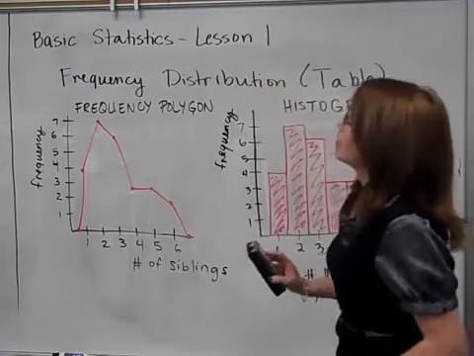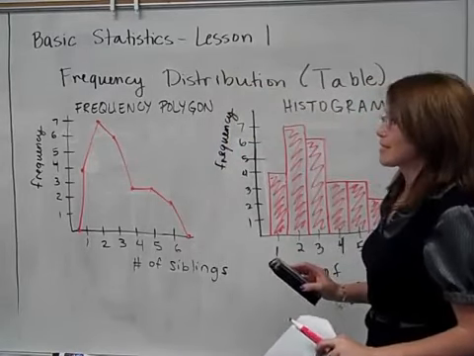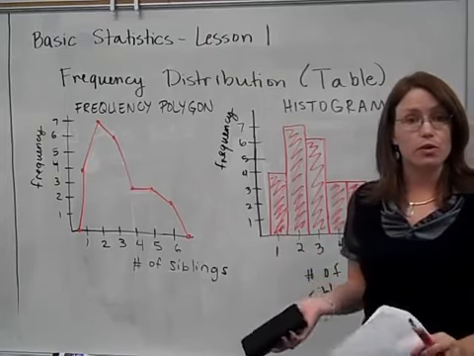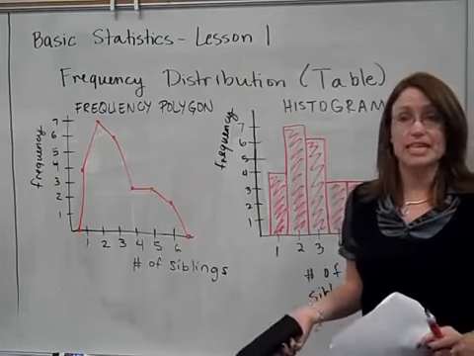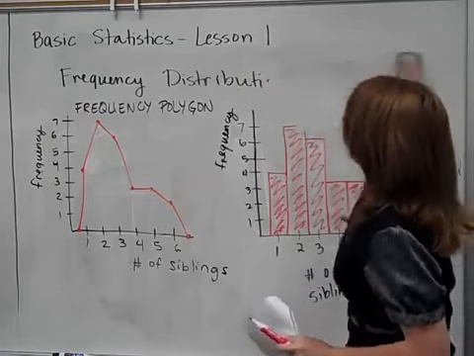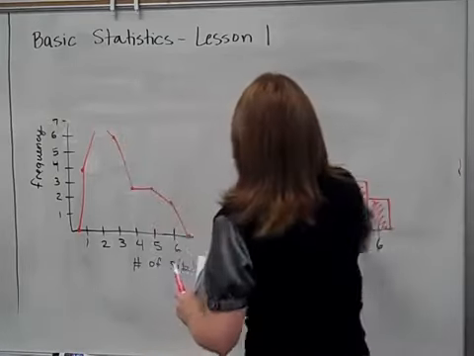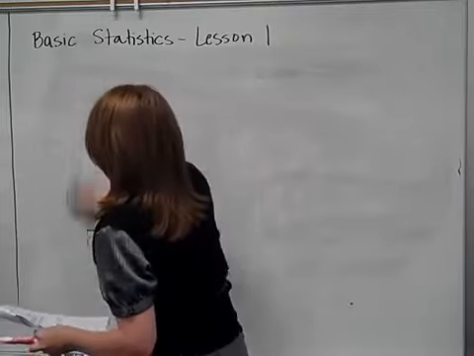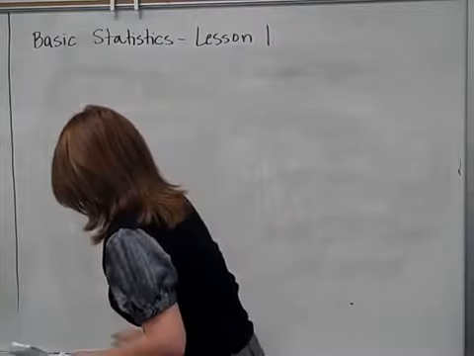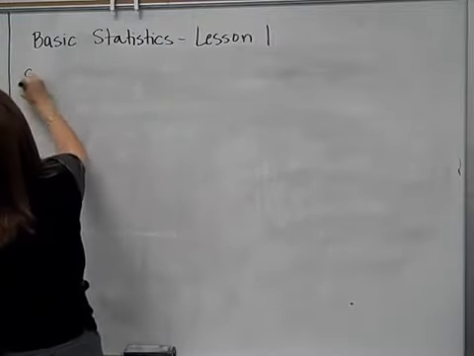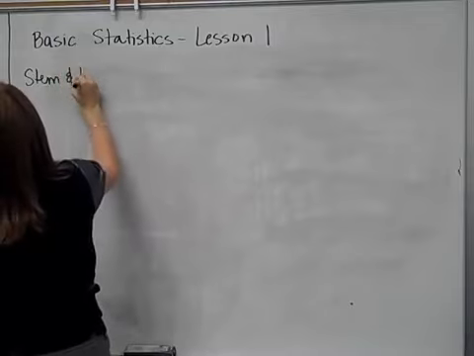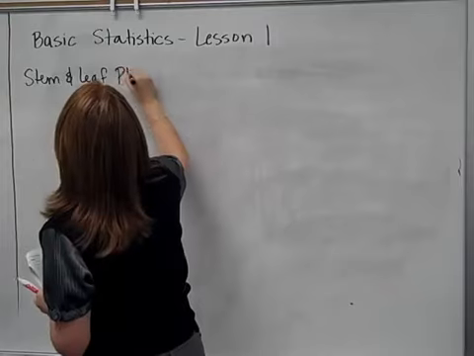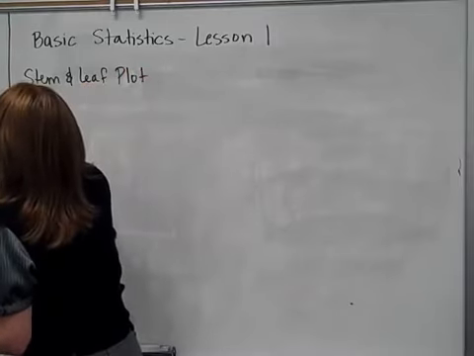Another kind of graph works very well for data sets that have numbers that involve, like, 25 or 32 or 68. Next kind of graph we're going to talk about is a stem and leaf plot. So let me give you a data set.